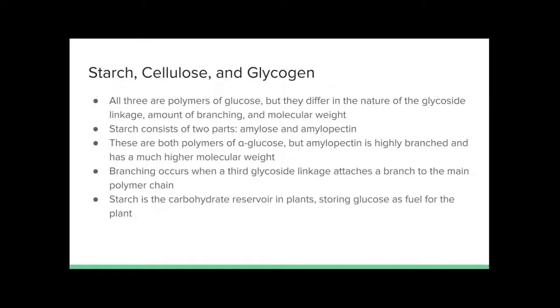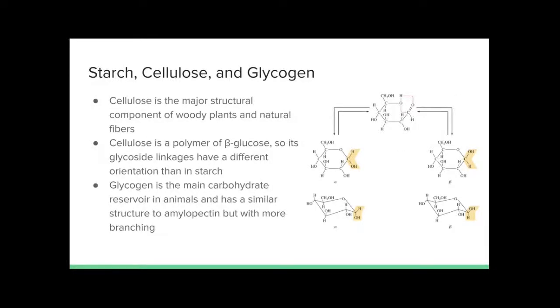Starch is the carbohydrate reservoir in plants, storing glucose as fuel for the plant. Cellulose is the major structural component of woody plants and natural fibers. Cellulose is a polymer of beta-glucose, so its glycoside linkages have a different orientation than in starch. Glycogen is the main carbohydrate reservoir in animals and has a similar structure to amylopectin but with more branching.